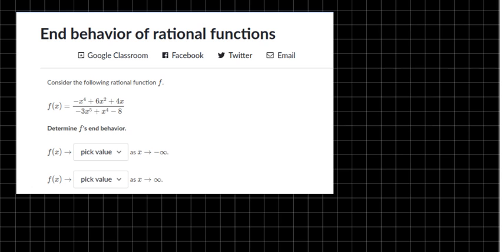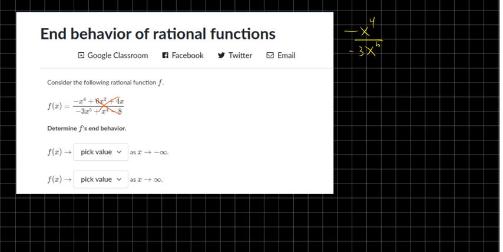Our first problem is negative x to the fourth plus 6x squared plus 4x, all divided by negative 3x to the fifth plus x to the fourth minus 8. And again, these later terms are going to disappear. So our really important terms we need to look at are negative x to the fourth over negative 3x to the fifth.